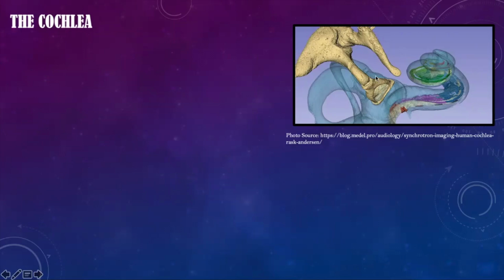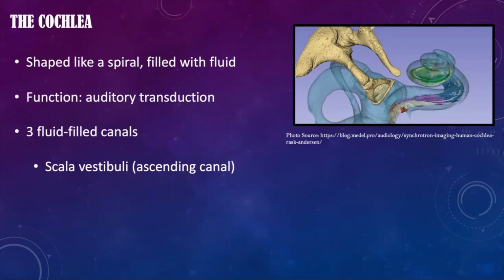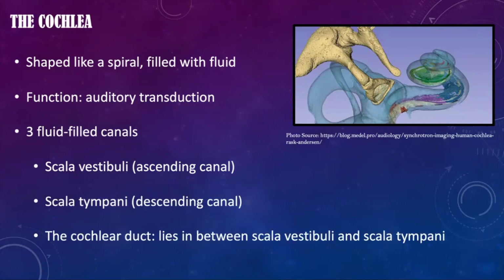In the top left, you can see the three ossicles of the middle ear. You can see the stapes is connected to the cochlea via the oval window. The cochlea itself is shaped like a spiral or a snail, and it's filled with fluid. It has three fluid-filled canals: the scala vestibuli, which is the ascending canal; the scala tympani, which is the descending canal; and the cochlear duct, which lies in between these two other canals.